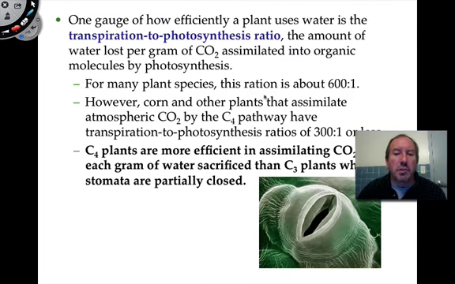So C4 plants are a lot more efficient. As a review, they can assimilate CO2 a lot more efficiently because they have the enzyme PEP carboxylase when the plant closes its stomata. So it's a trade-off. As you can see, for many species it's a ratio of 600 to 1, whereas in a C4 plant it's 300 to 1. They're able to get more photosynthesis done with less transpirational loss when the stomata are partially closed because of that unique anatomy and biochemistry.